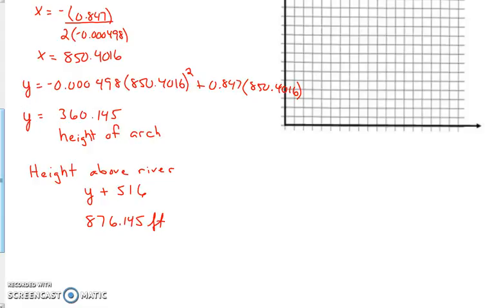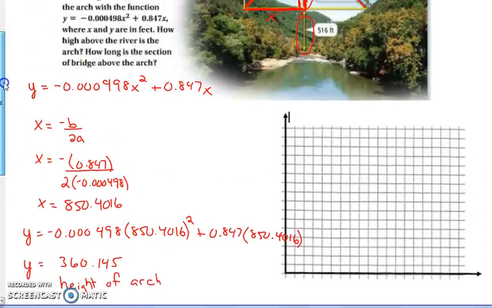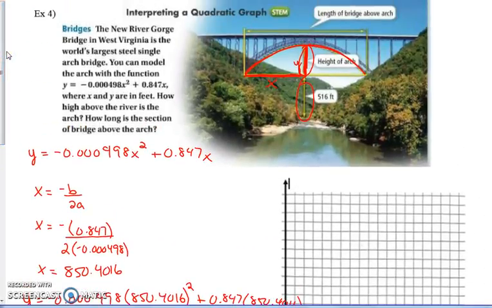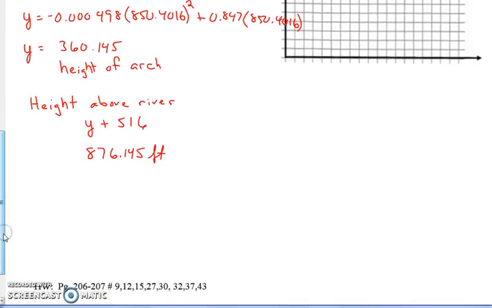Now what they want to know is, what is the length of the bridge above the arch? So if the arch goes from here to here, they want to know the length of the bridge, this distance right here. Now, we've already calculated part of that distance. We've already calculated this distance here. We have that x distance, and if you remember that x value cuts the parabola in half. So all I need to do is take my x value to get the length of the bridge and multiply it by 2.